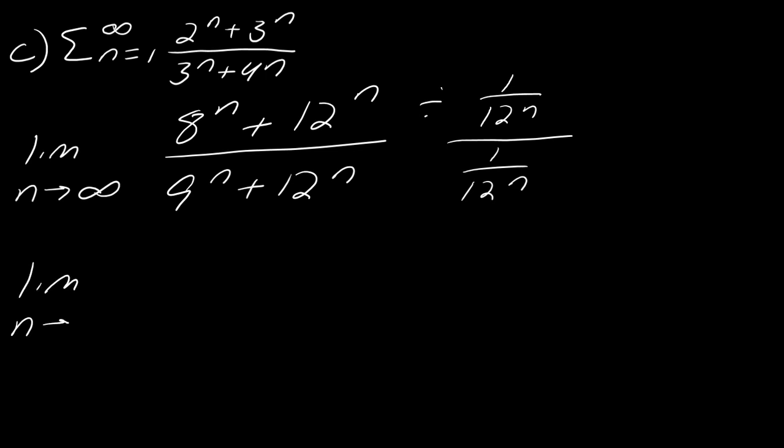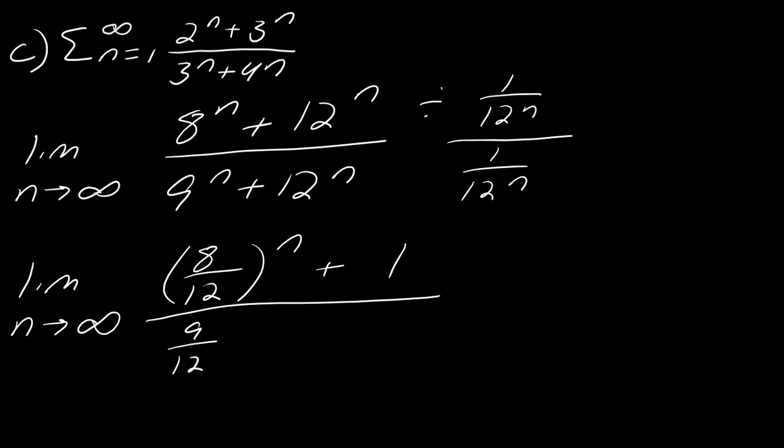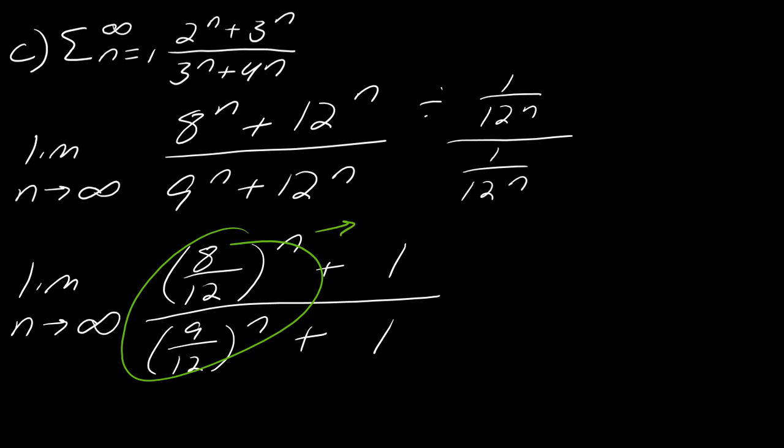Okay, so now this becomes 8 over 12, all of that to the n. This will just be 1, because 12 over n is 1. This is 9 over 12 to the n, and then this is 1. So this I can much more easily take the limit of now. Since these are both fractions less than 1, as n goes to infinity, both of these are going to end up going to 0. So what I'm left with then is 0 plus 1 over 0 plus 1. So this just ultimately equals 1.